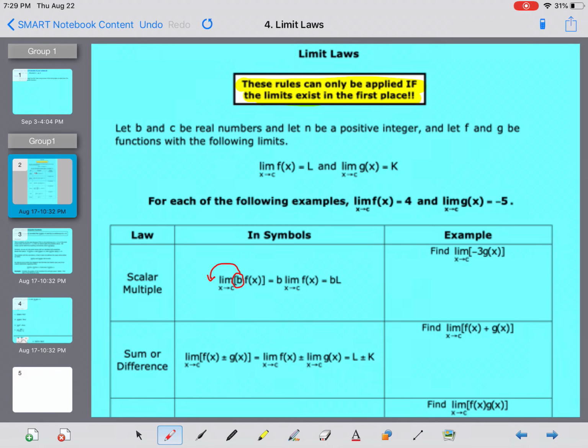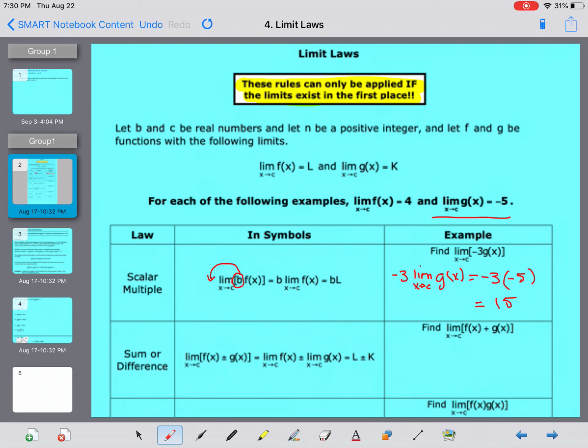So for example, the limit as x approaches c of -3 g of x. Well, this rule says that we can take this -3 outside of our process, look at the limit as x approaches c of g of x, and then come back and multiply it by -3. So according to the top, the limit of g of x was -5. So we have that -3 coefficient. The limit itself was -5, and then we can come back and multiply, which gives us 15.